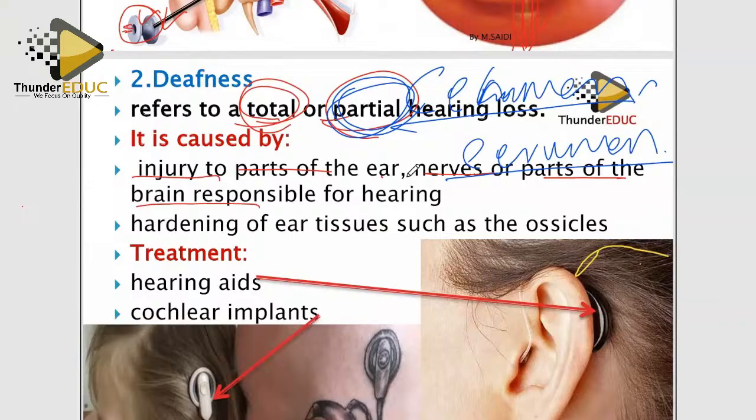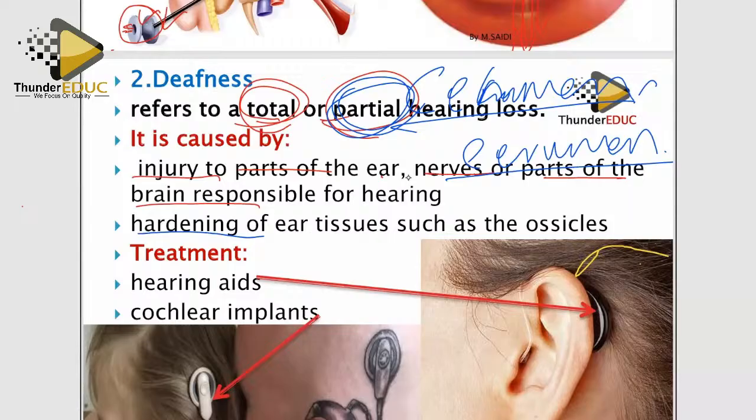How do we sort that out? By removing the earwax. Some people even go to the doctors to remove those big ones. Go to YouTube and you'll see those big earwax. There are also some on Thundereduc. I think there are some videos we have already uploaded which show earwax being removed.